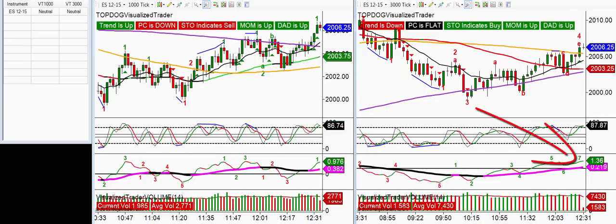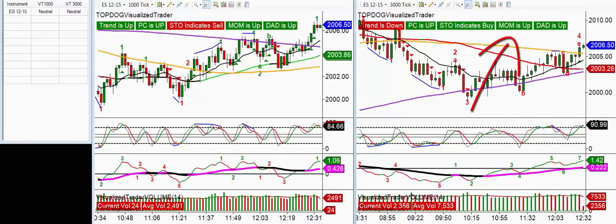So now I've got my custom indicators on here, my Top Dog Trading custom indicators. You don't need those. Those are in addition to the visualized trader. In other words, the stochastic, the MACD. But the volume indicator does come with the visualized trader. So you see down there it's labeled visualized trader volume. And that will color red or green depending on whether the volume is stronger than the last bar.